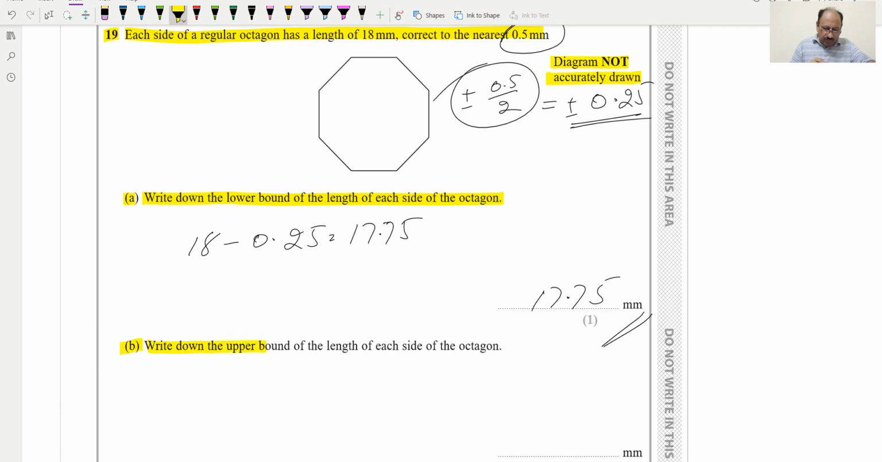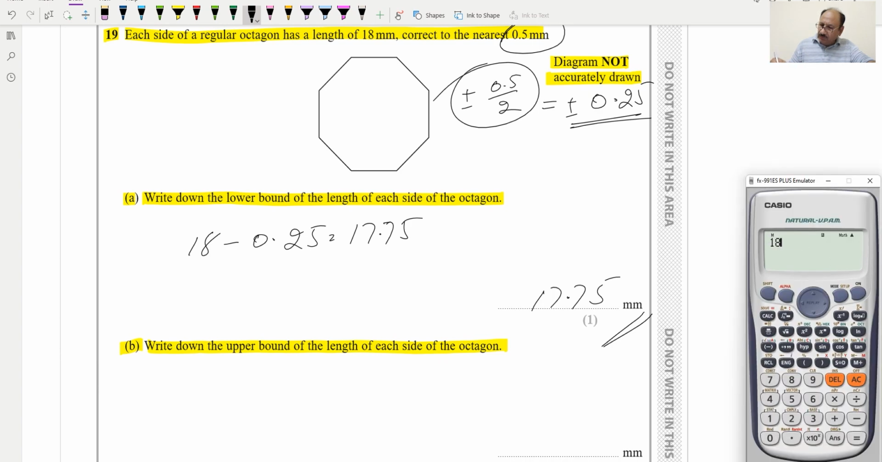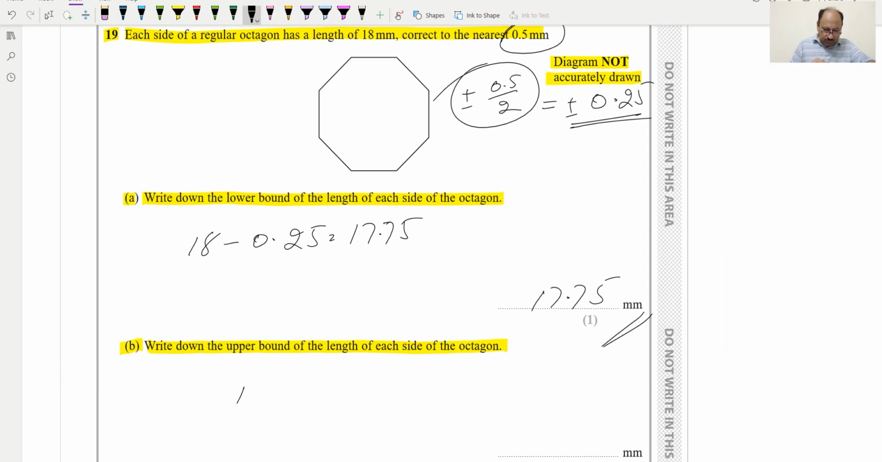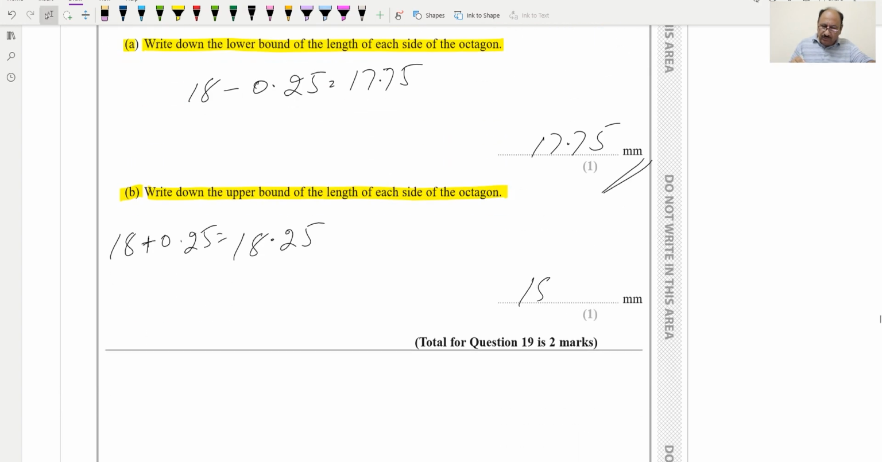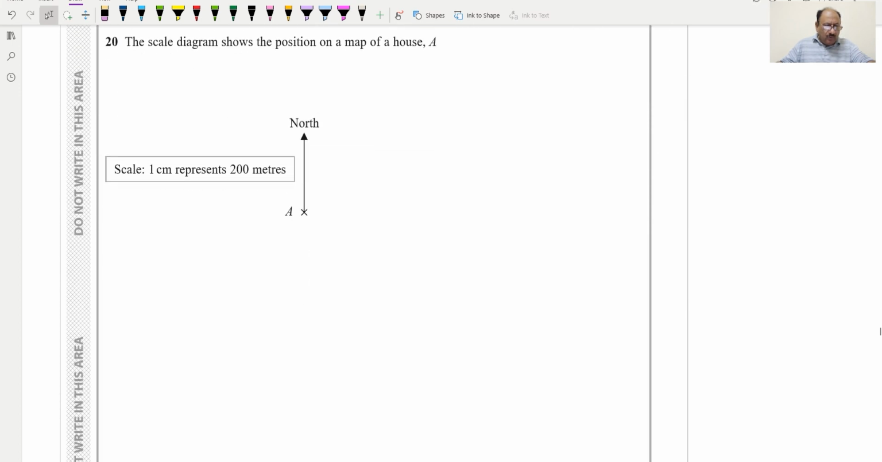B part, write down the upper bound of the length of each side of the octagon. So 18 plus 0.25 will be equal to 18.25. So we can write 18 plus 0.25 is equal to this one, and this will be 18.25, and this is for 1 mark. Hopefully you got this.